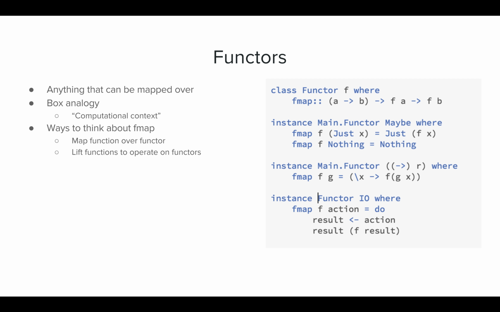This box analogy doesn't work for everything, but it is a good way to gain a basic comprehension of what a functor is. Functors are things that have fmap defined for them. Fmap lifts functions to operate on functors. A function that normally takes an integer as a parameter can be lifted by fmap to take a functor, like an array of ints, as a parameter.